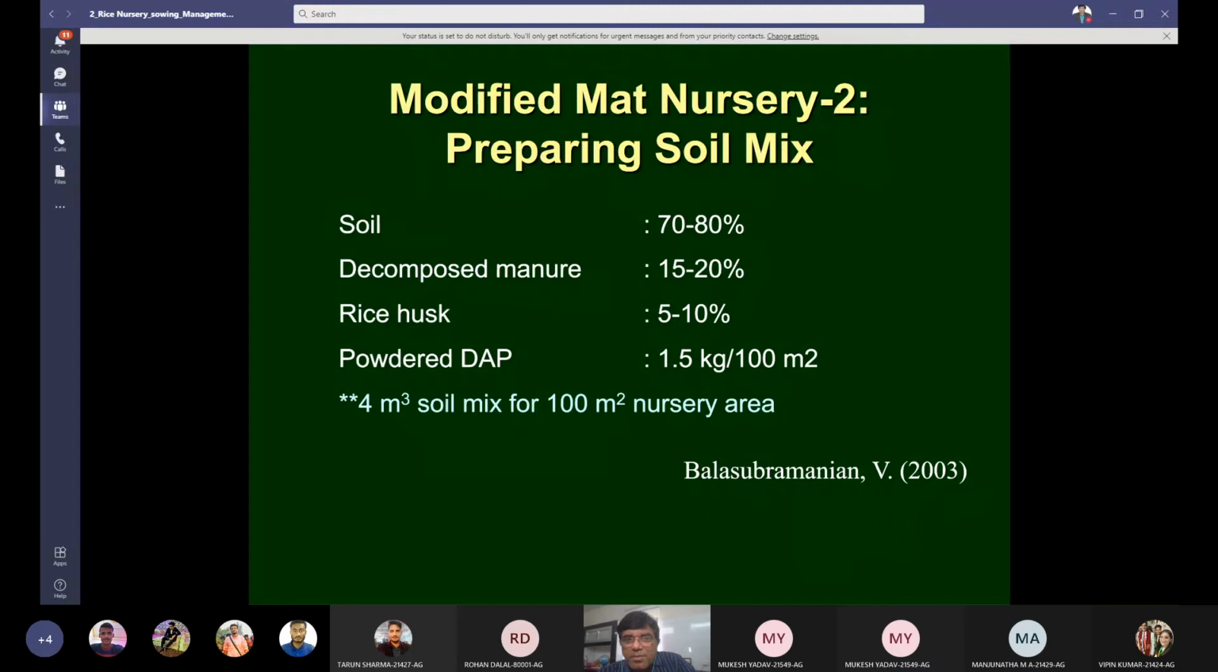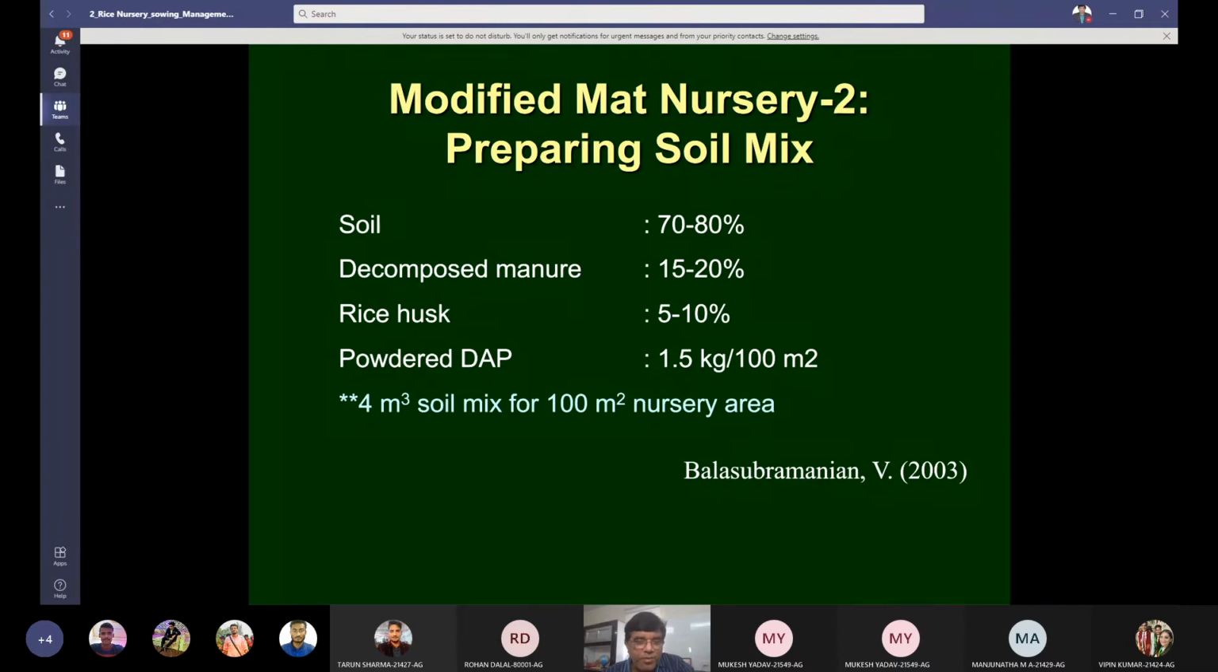You need to prepare a soil mixture for the modified mat nursery. In this mixture, you can take 70 to 80% soil out of 100 units. Decomposed manure, maybe well decomposed farmyard manure or compost or any suitable organic manure, can be taken at 15 to 20%. Then rice husk can be taken at 5 to 10% so that water stagnation is not there; it helps in the easy percolation of water. Then powder DAP, 1.5 kilogram per 100 meter square of nursery area. And this 100 meter square is enough for 1 hectare.